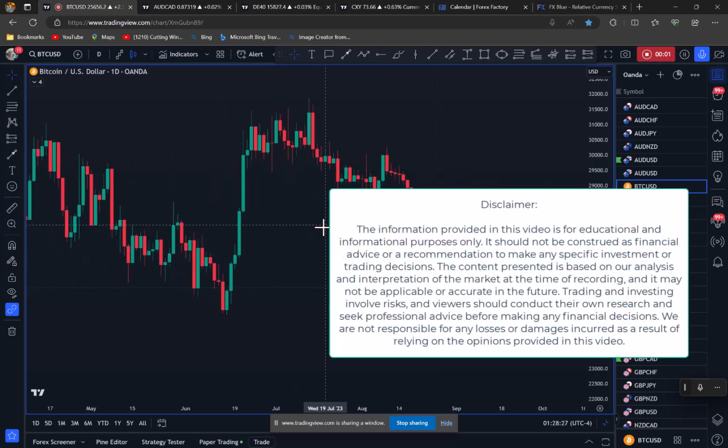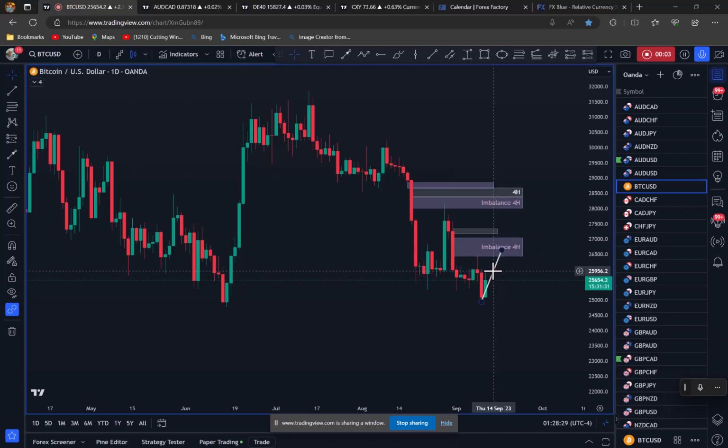Traders, Anthony here, looking at Bitcoin. So we've got this move, it's under pressure, and we're looking for a potential trade, an entry point.